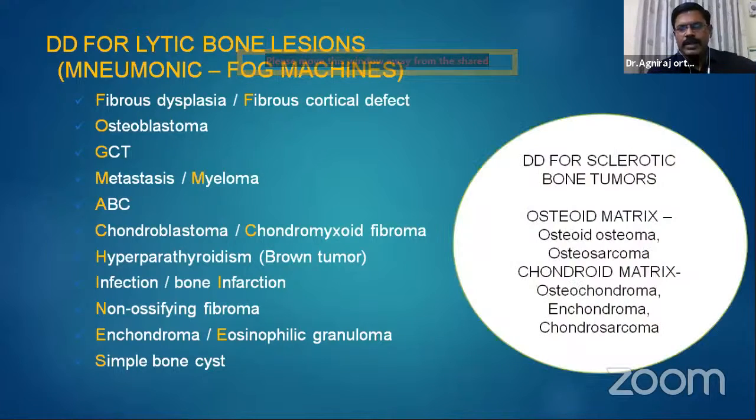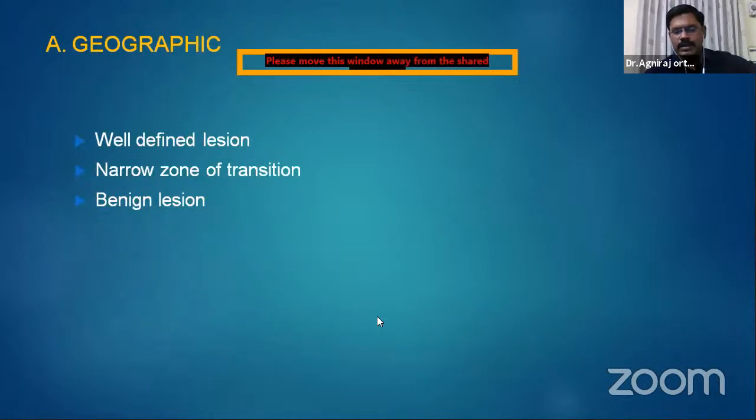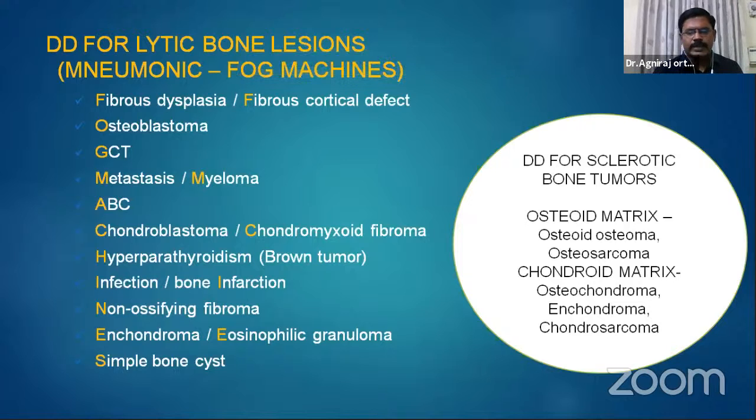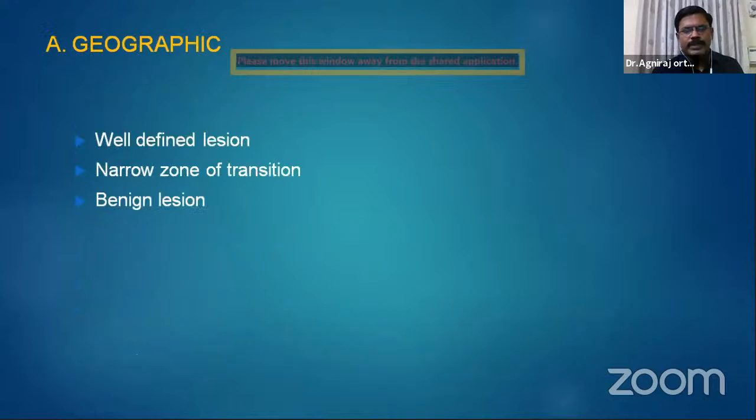Coming to the sclerotic lesions. Sclerotic lesions, only two matrix producing tumors, osteoid matrix and chondroid matrix. Osteoid matrix, two tumors are there, osteoid osteoma and osteosarcoma. Chondroid, osteochondroma, enchondroma, and chondrosarcoma. So enchondroma can cause a lytic lesion, and it can also present as a fully sclerotic lesion. You should remember that. Chondrosarcoma and osteochondroma are chondrogenic, producing sclerotic lesions. So the mnemonic for DD for lytic bone lesion is FOG MACHINES.